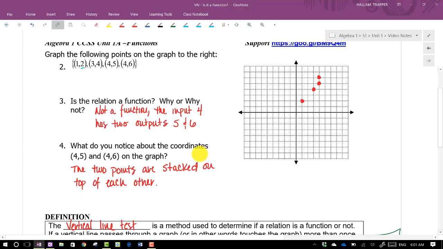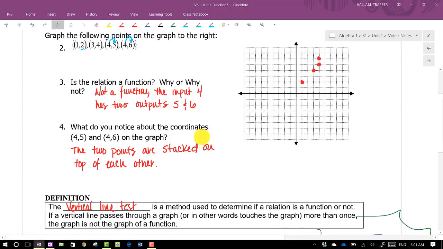So is this relation a function? Well, hopefully we can see here that when I press 4, sometimes it goes to 5, and sometimes when I press 4, it goes to 6. So visually, from the last set, we should be able to tell that it's not a function. But look what happens, because the next question says, what do you notice about 4, 5, and 4, 6 on the graph? Look what happens with these points. Notice they're vertical, right? So if they weren't, if this point was over here a little bit, then guess what? It would be a function.